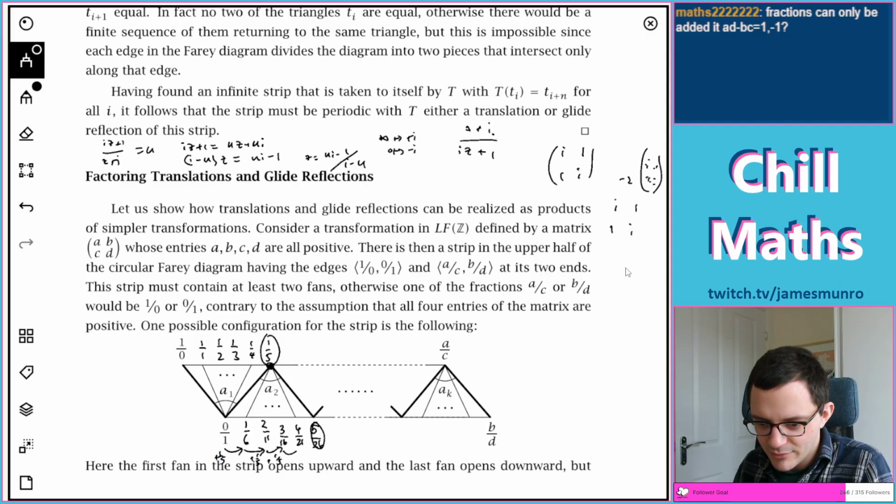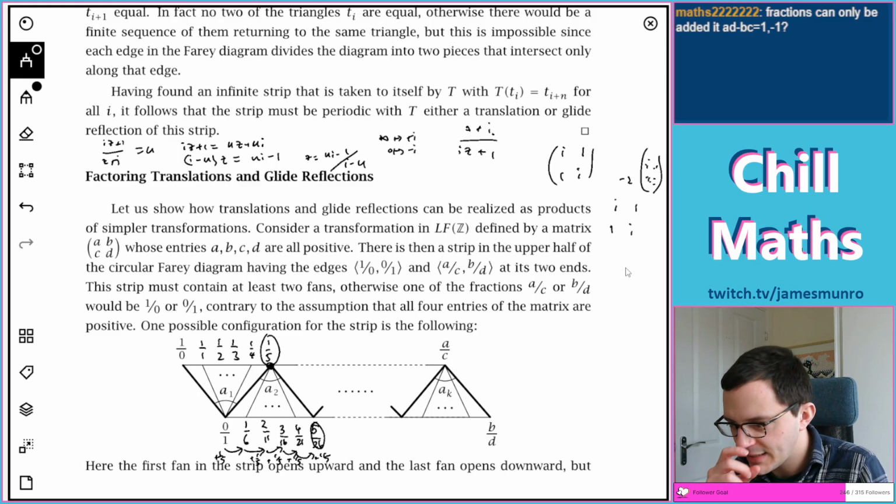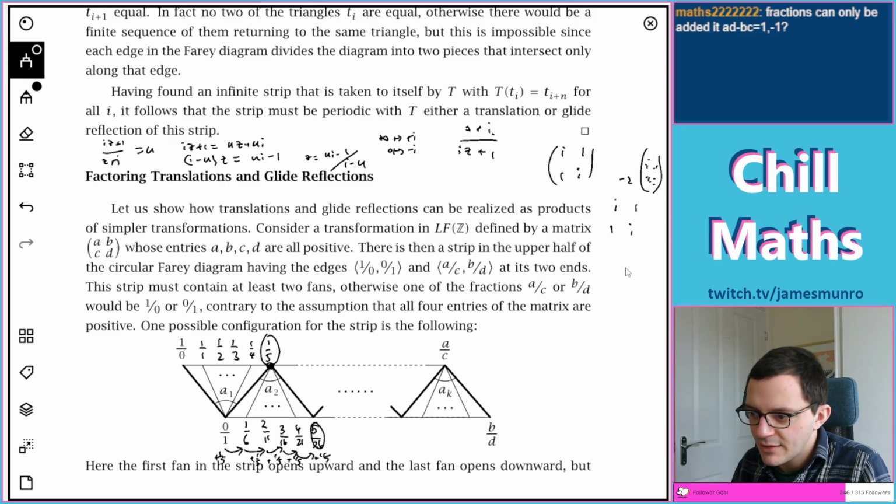I think you'd understand this well if you'd seen vectors, because I think we often treat these like adding vectors. Yeah, it's that, isn't it? You can only combine two fractions if AD minus BC is plus or minus 1. That's a good way of doing it. Maths 2, I like that.